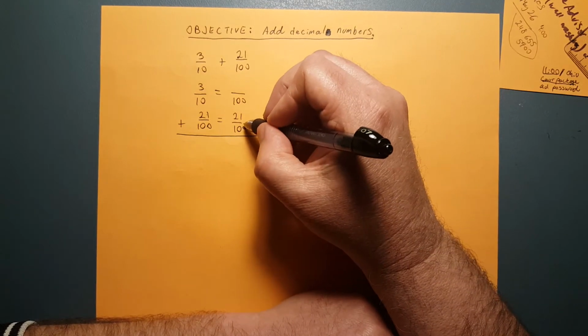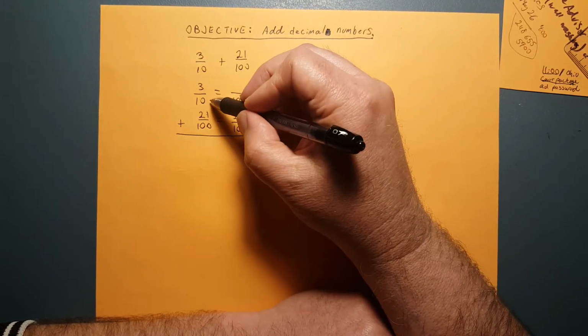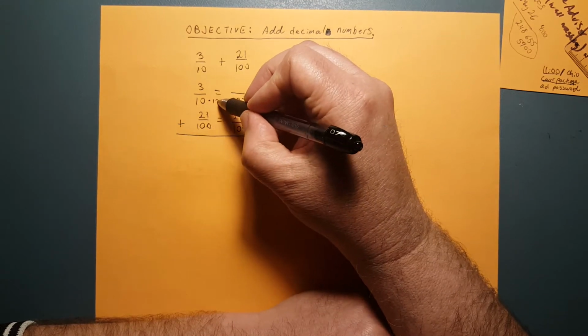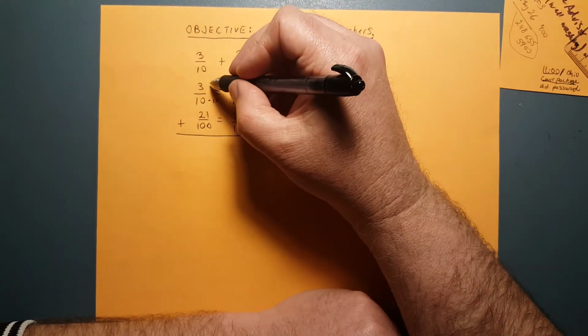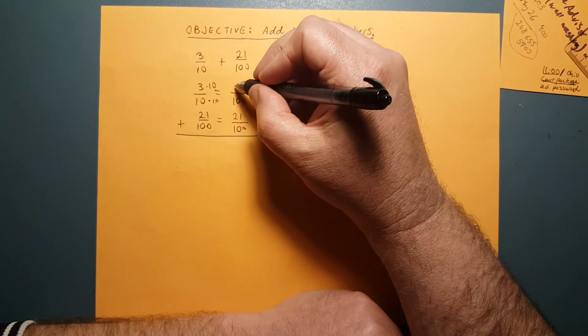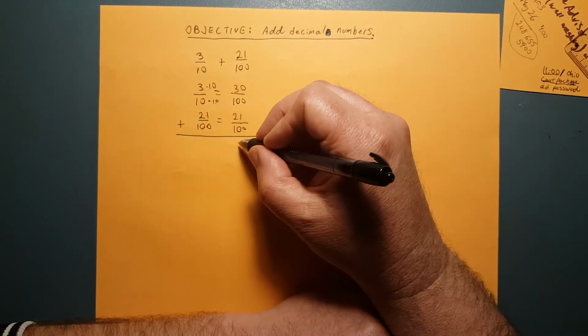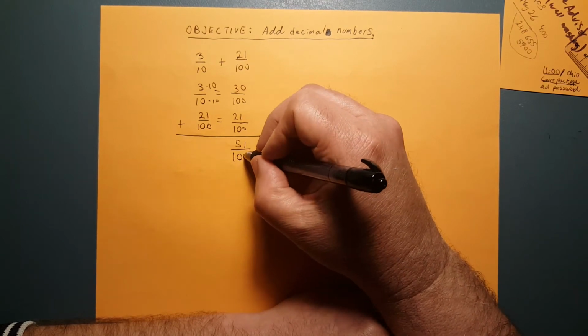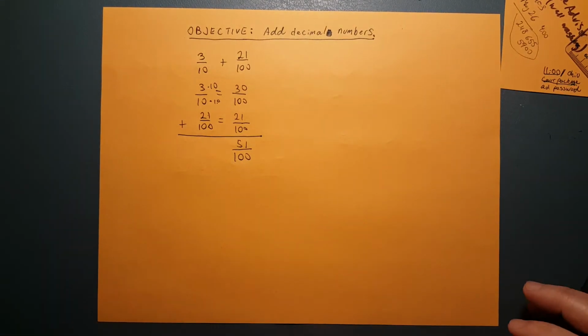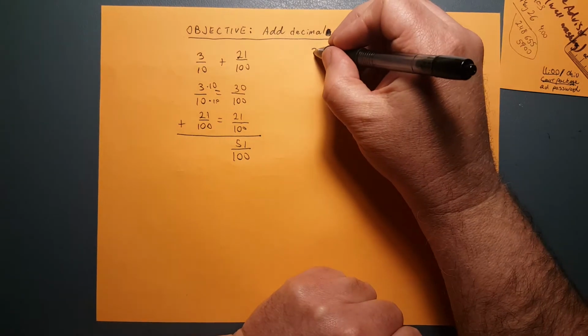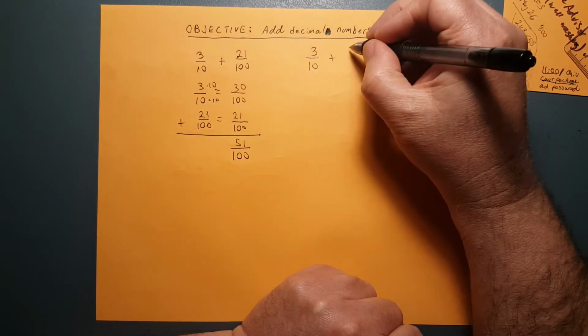21/100 is 21/100. And 10, to get to 100, we can multiply it by 10. Multiply that by 10, we got to multiply this by 10. And we get 30/100. And we add them up and we get 51/100.